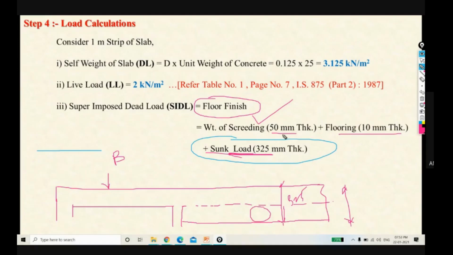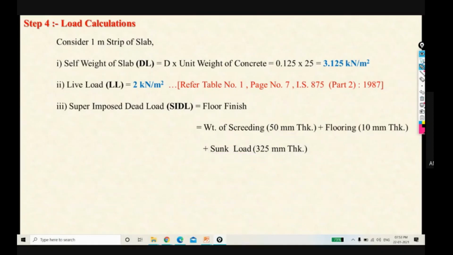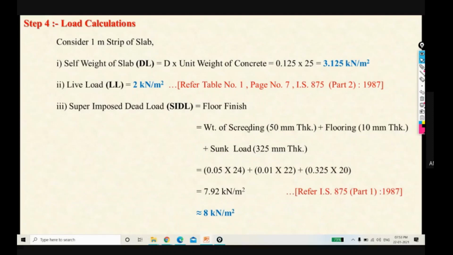Okay, but here we have considered screeding as 50 mm, flooring 10 mm thickness, and the sunk load as 325 mm thickness. For the screeding, density is 24. That density we can see in IS 875 part 1. If you refer to this, you can find this value 24. Then floor finish 22, that is the wet density for the screeding 24, 22 for the flooring.